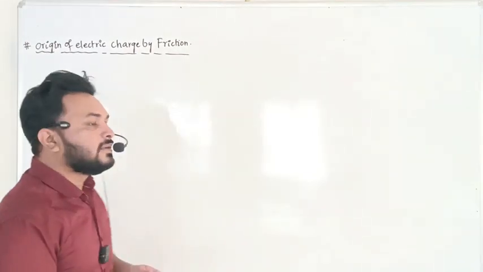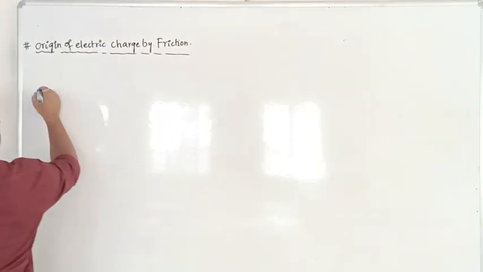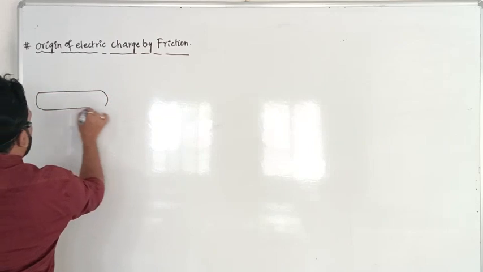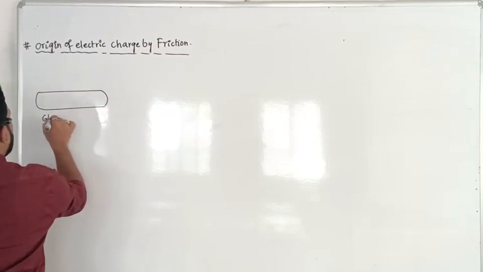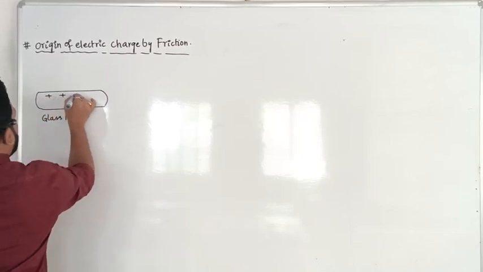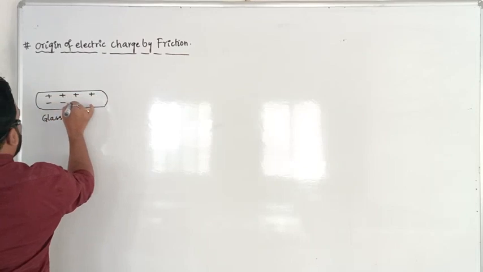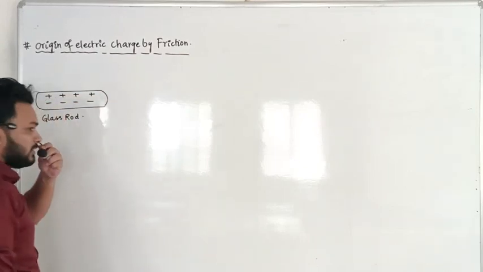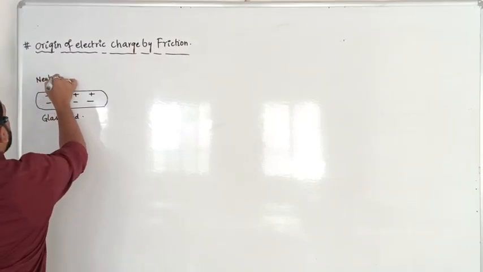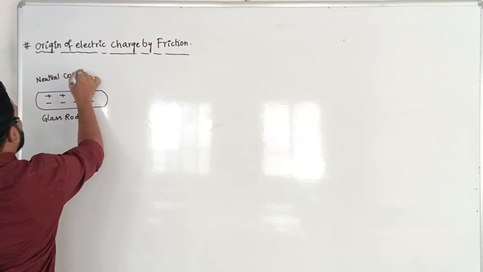What do I mean by this? Suppose let's say there is a glass rod. It is a glass rod which, in the neutral condition, has a number of protons equal to the number of electrons. What does this mean? It is in the neutral condition.